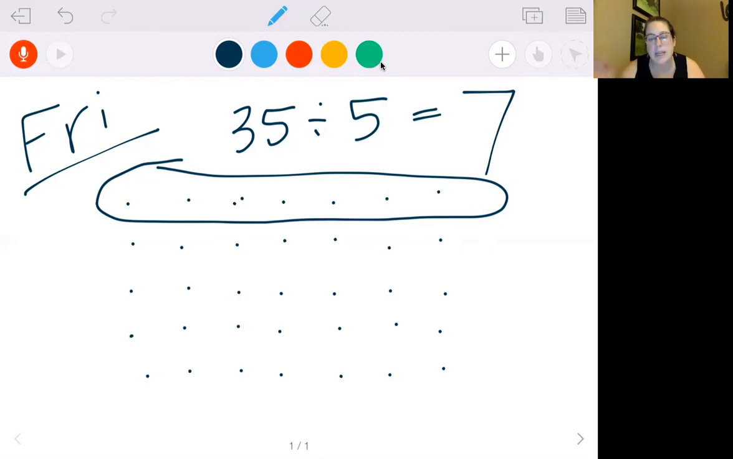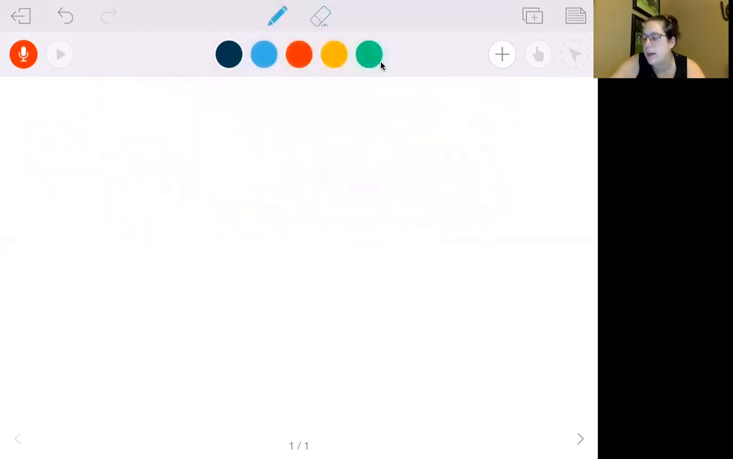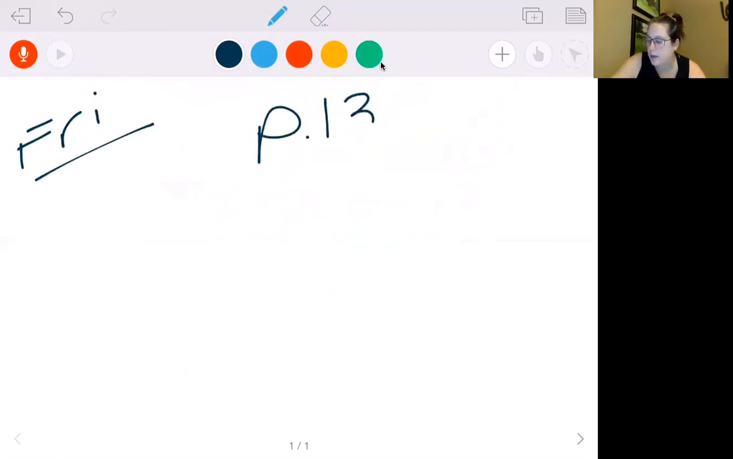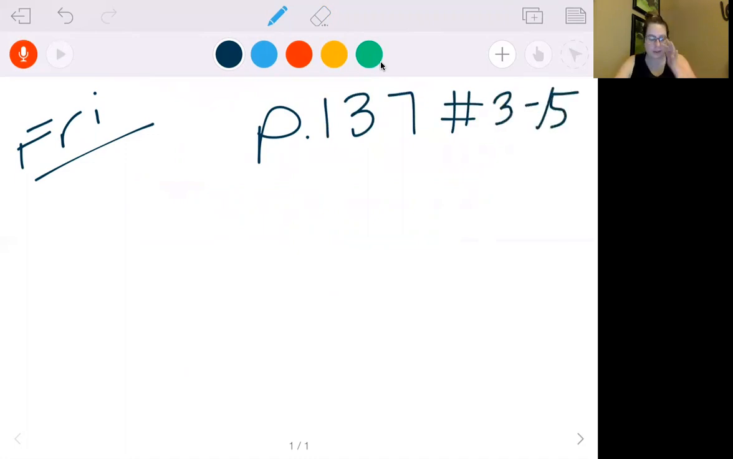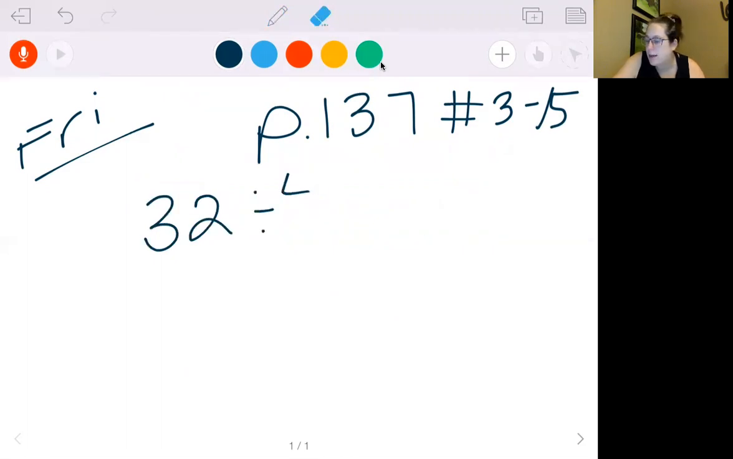This is not going to be the easiest way to solve them every time, but you do need to know how to do that. So I'm going to clear it, and you're going to do some today, and let's do the first one together. So today you're going to do page 137, numbers 3 through 15. So number 3 says 32 divided by 8 equals blank.